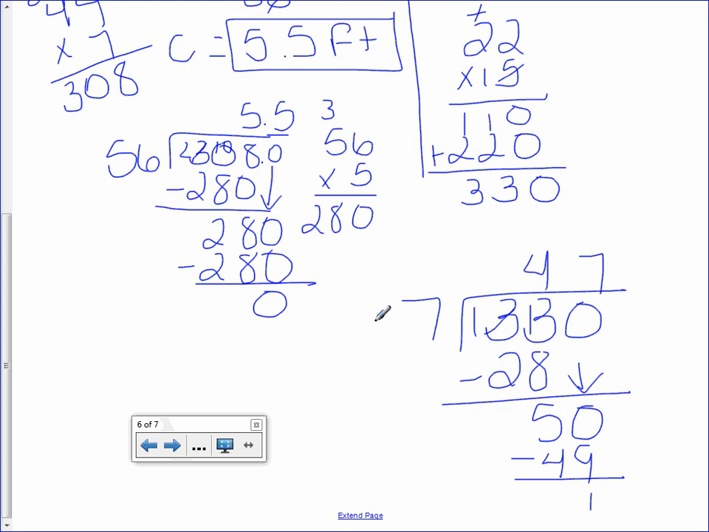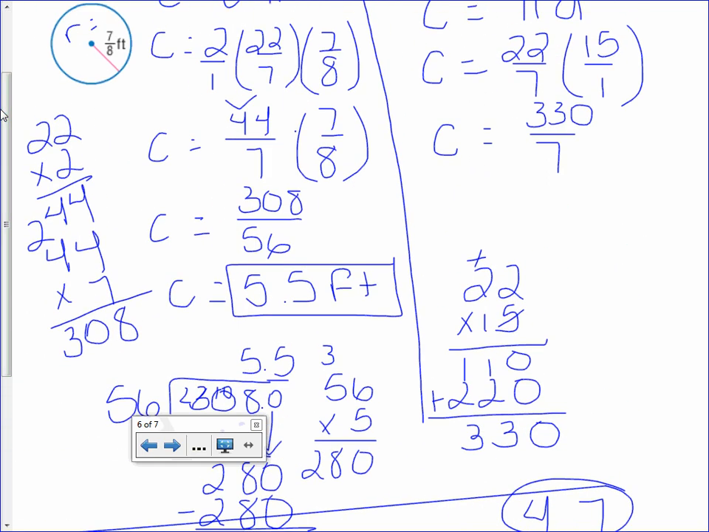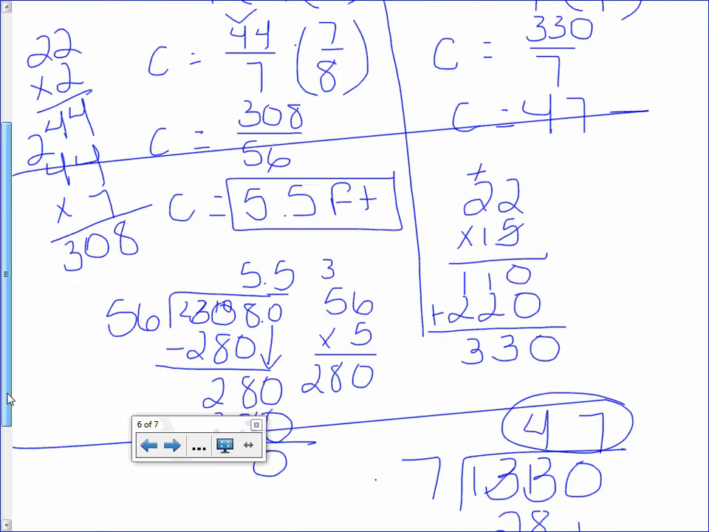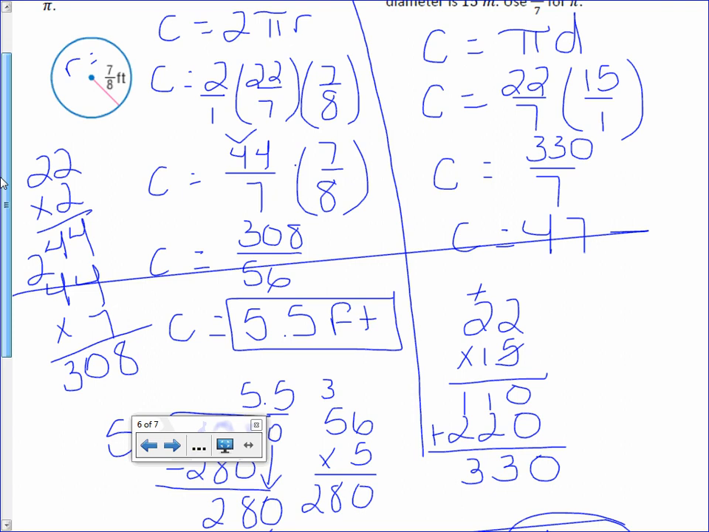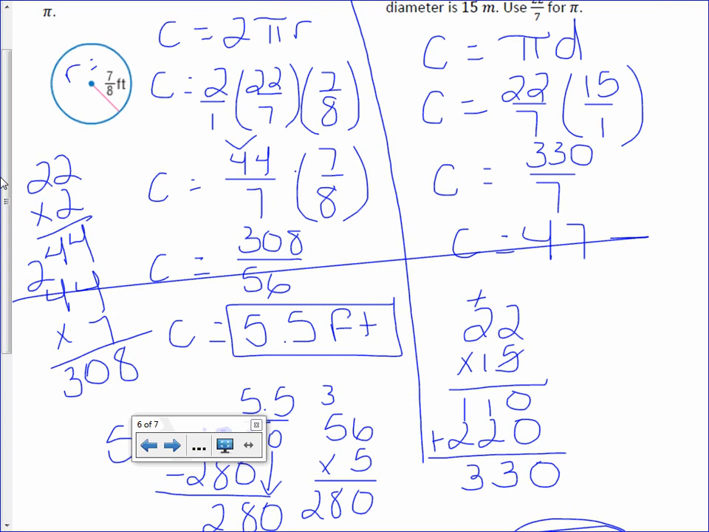So my answer here, let's write it as a mixed number. Our whole number is 47. So circumference equals 47. The remainder is 1, and the denominator stays 7. So 47 and 1/7 meters. 47 and 1/7 meters.